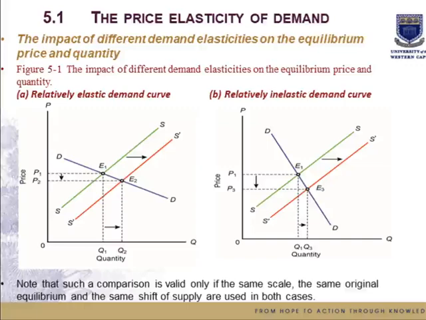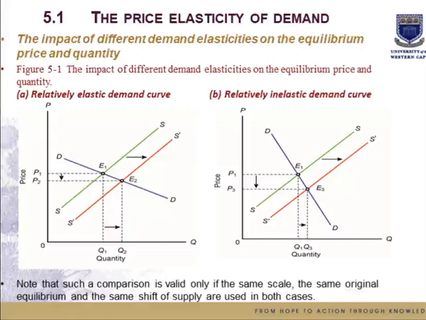Recall from our previous lessons that when inputs to the production process become cheaper, suppliers will want to supply more goods at each price level than before. Hence the supply curve will shift to the right or downwards, leading to a decrease in the price and an increase in quantity exchanged. This is exactly what is reflected in figure 5.1. However, the difference between graph A and graph B is that in graph A, the demand curve is relatively flatter, whilst the demand curve in graph B is relatively steeper.